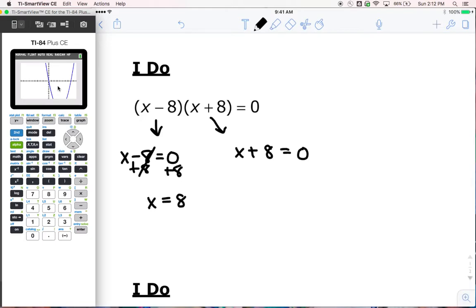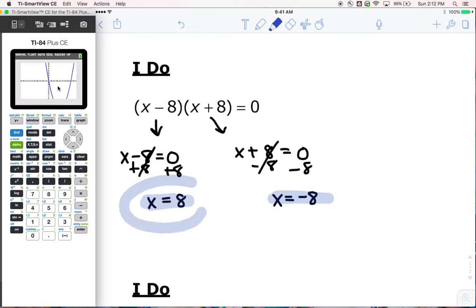So let's see, either x is 8, or x is negative 8, right? If I use an 8 in the equation, I'll get 0, or if I use a negative 8 in the equation, I'll get 0. And again, a super easy way to check your answer, or honestly just do the problem, is to put this in your calculator.